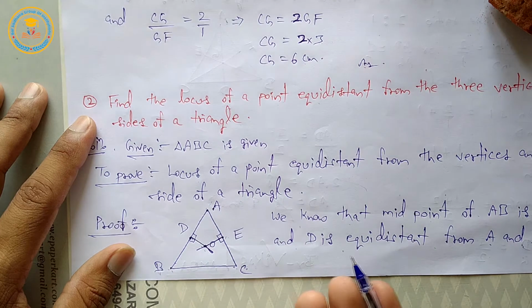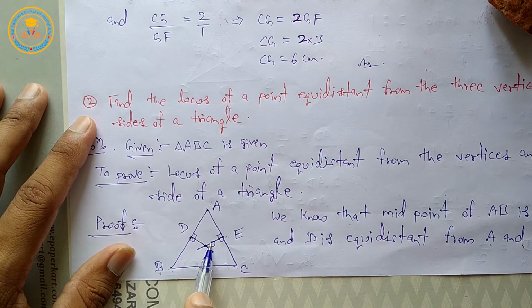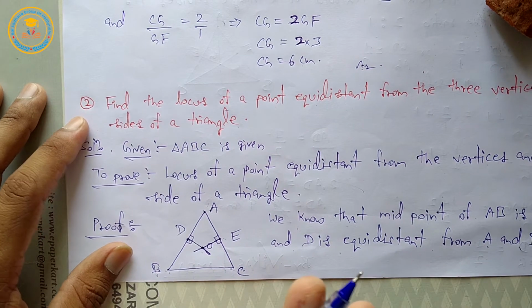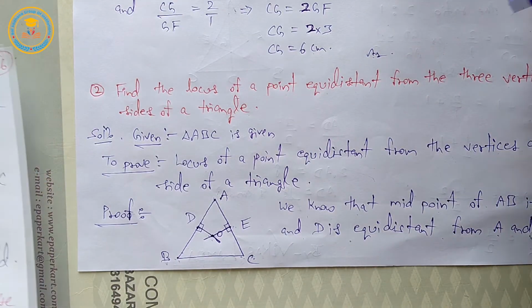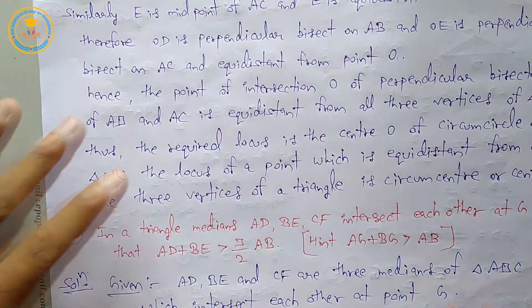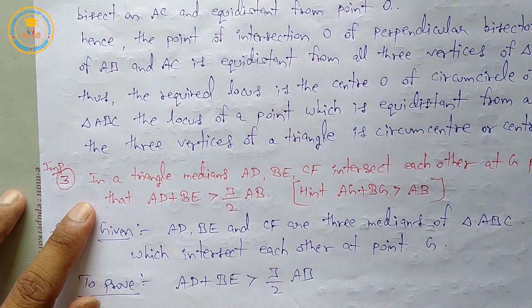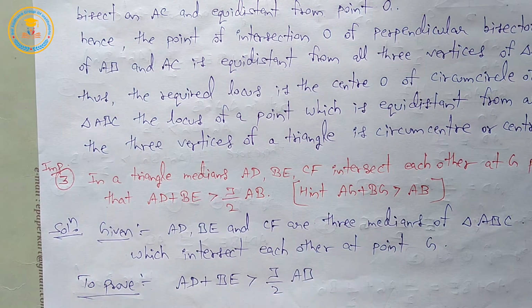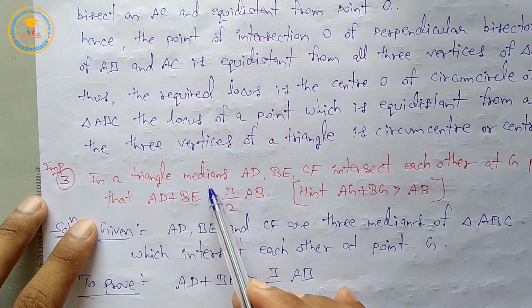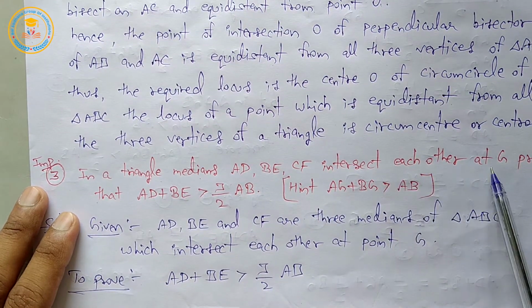Question number 3. Important question from the exam point of view. In a triangle, medians AD, BE and CF intersect each other at G. Then prove that AD plus BE is greater than 3/2 AB. The hint is given: AG plus BG is greater than AB. It means in a triangle, the sum of two medians is greater than the third side.